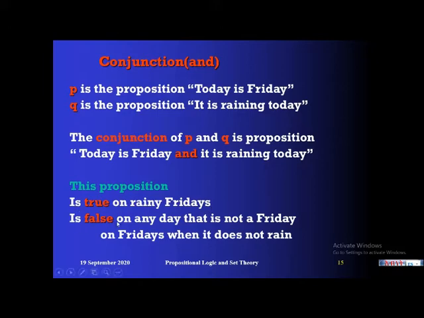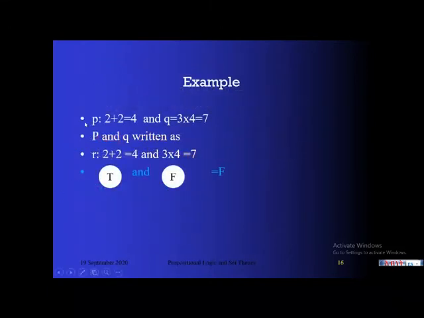But it is false on any day that is not a Friday or a Friday when it does not rain. So this is a best example. For example, let us say P: 2 plus 2 is equal to 4 and Q: 3 times 4 is equal to 7. Now P and Q written as P ∧ Q, so here we get another statement which we call R.